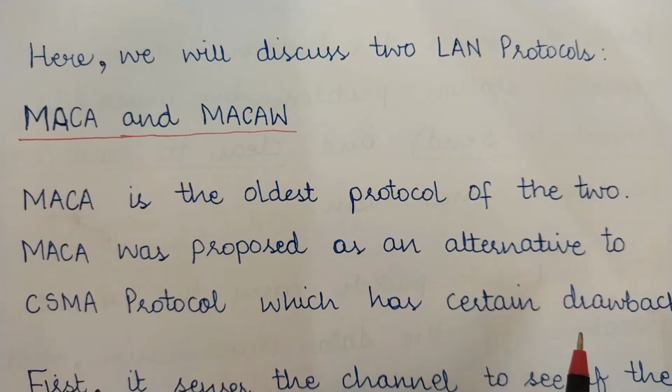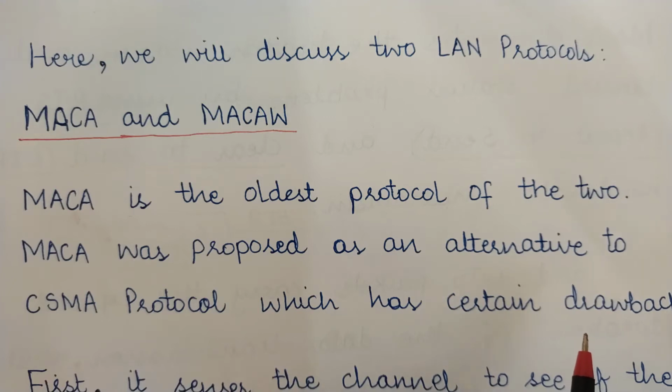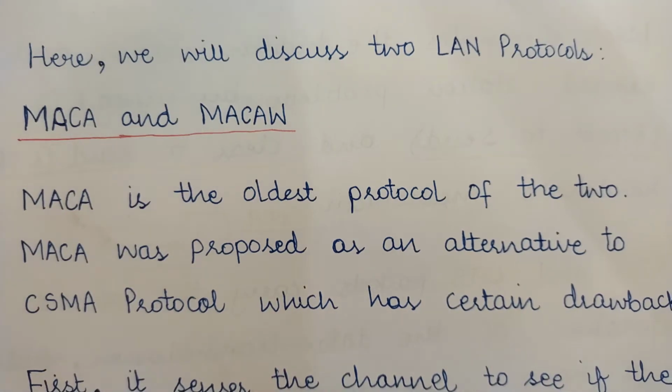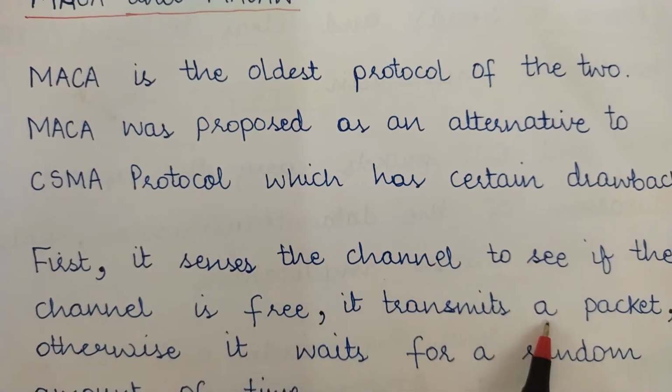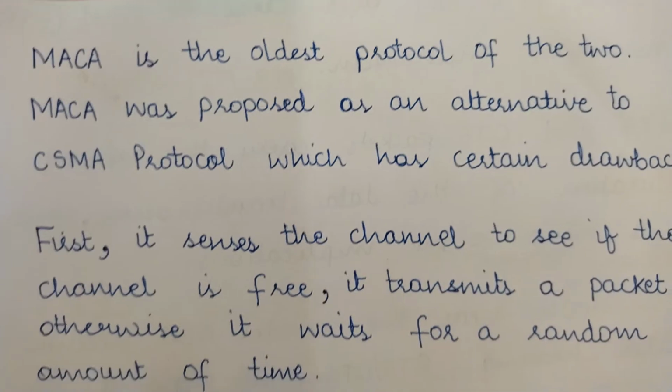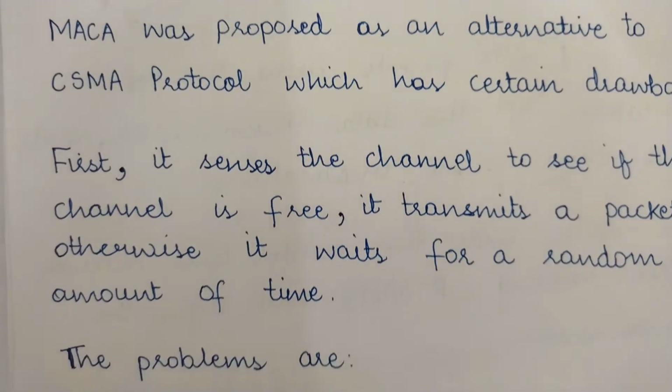We have studied the CSMA protocol already, and if you see that video, you will find that we have discussed the drawbacks of CSMA, that is, carrier sense multiple access. First, it senses the channel to see if the channel is free. If the channel is free, it transmits a packet. Otherwise, it waits for a random amount of time. This is what happens in CSMA.